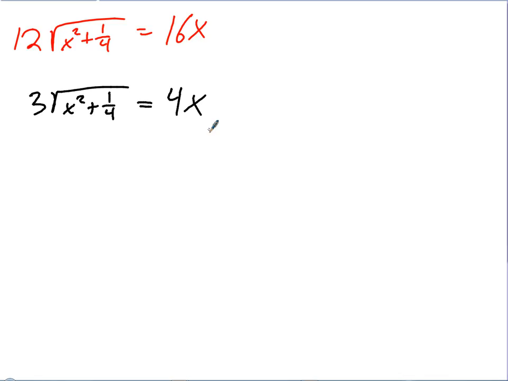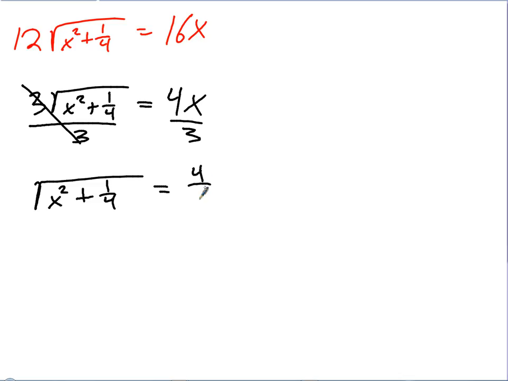So in this case, I could divide each side through by 3 and get the square root of x squared plus 1/4 equals 4/3 x, or 4x over 3. And now I'm going to square both sides to get rid of that radical. But you've got to be careful. If I take both sides to an even power like this, what might I be doing?